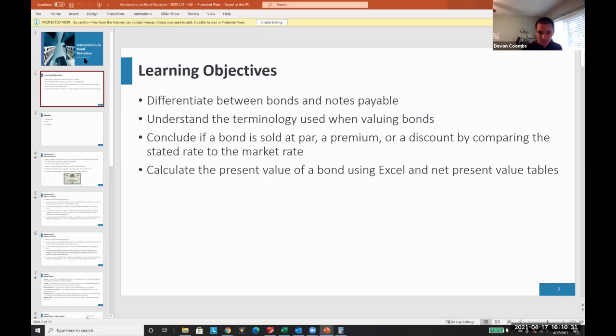Understand the terminology we use when valuing bonds, which includes par, premium, and discounting of bonds, and what we also call the stated rate and the market rate, and then how to calculate the present value of the bond using Excel. You might have to use a calculator in future classes, but in the real world, we use Excel or we use Google Sheets. And that's why I'm going to teach Excel or Google Sheets in this class. And you're allowed to use Google Sheets and Excel for your homework and your quizzes and your test.